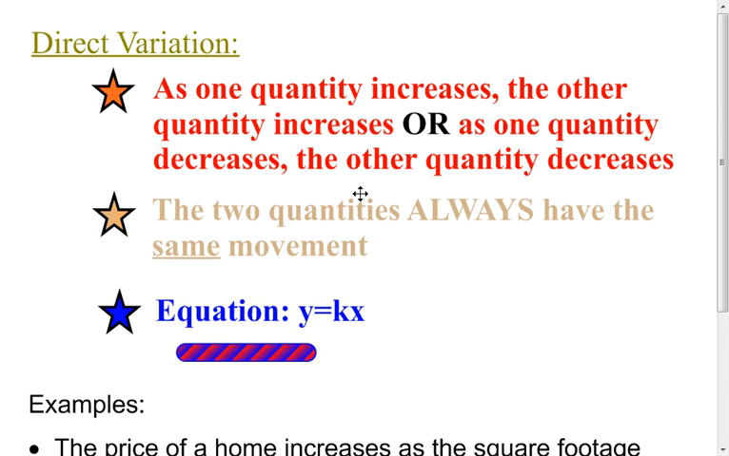In this lesson, we will be looking at some direct variation situations. A direct variation situation is something where you look at how two quantities interact with each other. In a direct variation, as one quantity increases, the other quantity also increases. Or if one quantity decreases, it causes the other quantity to decrease as well. Basically, the two quantities always have the same movement. They either both increase or they both decrease, and that means it's a direct variation.